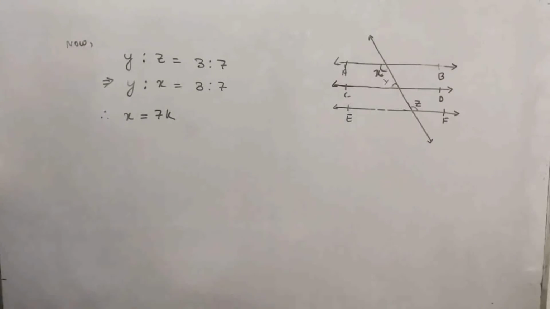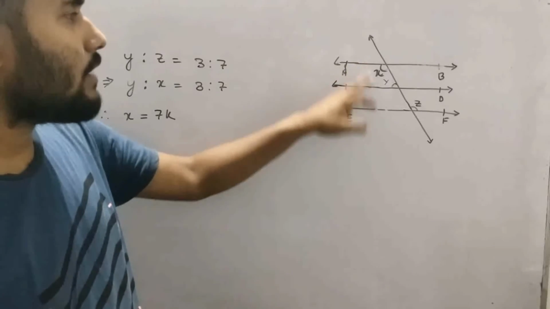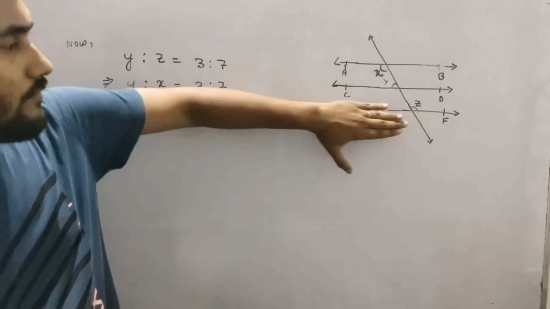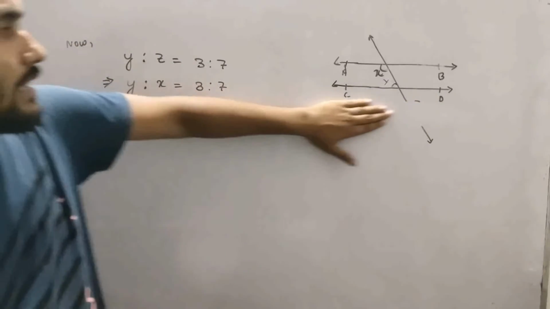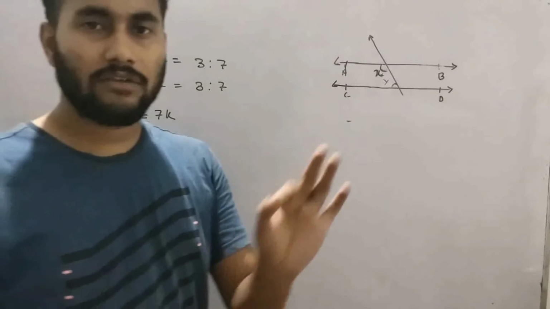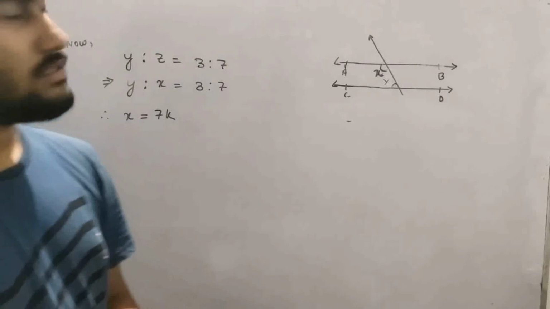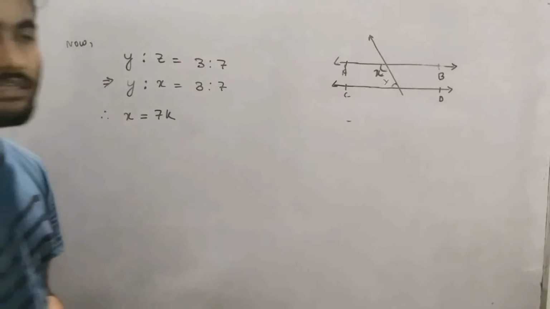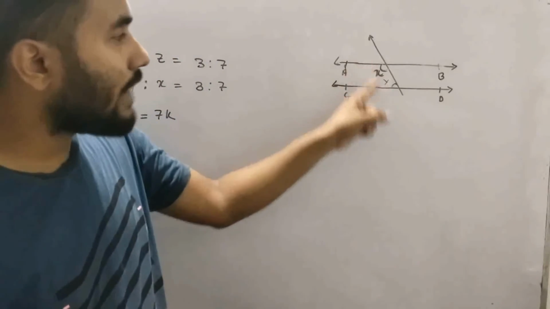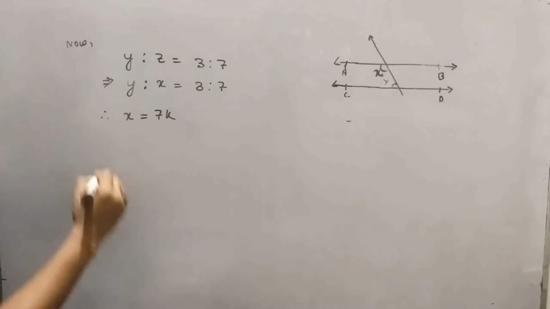Now the ending part. See, x and y are what? Co-interior angles. If you see nicely, if you hide this line, then x and y are interior angles on the same side of the transversal. Or I can say x and y are co-interior angles. One property I gave in the last class is that co-interior angles are supplementary. That means if you add these two angles, it will be 180 degree.